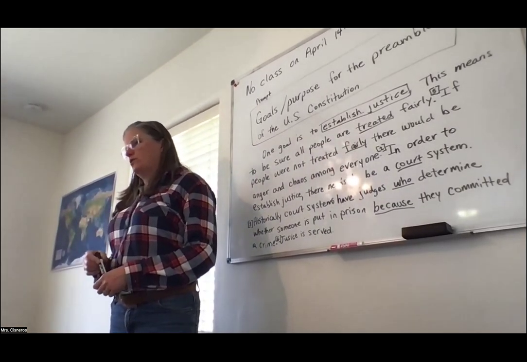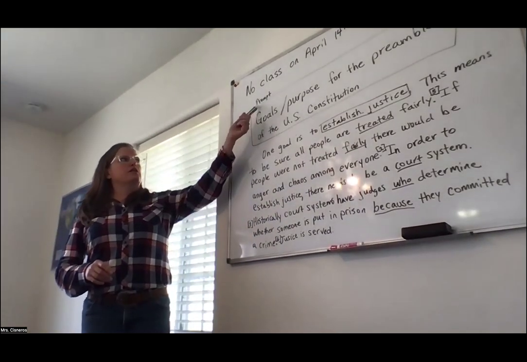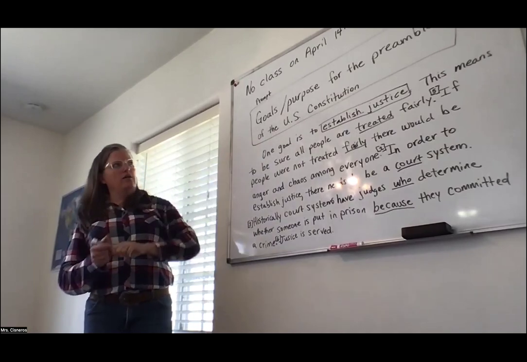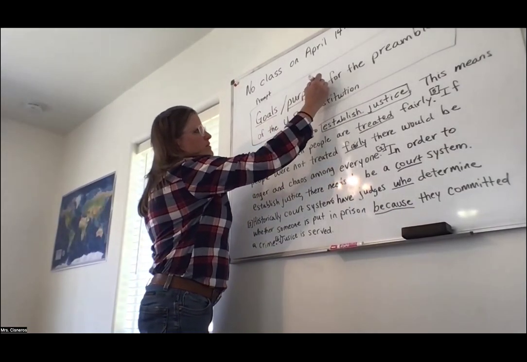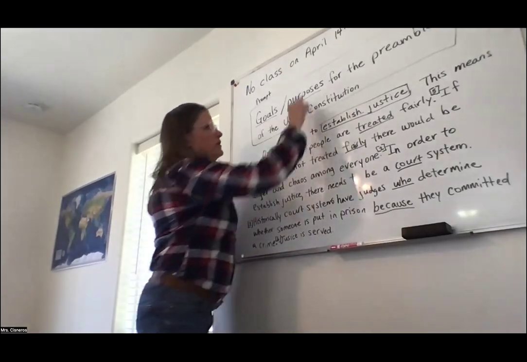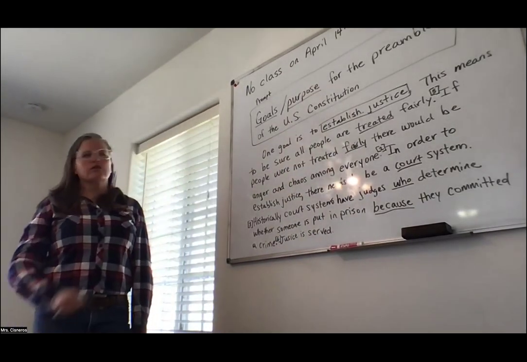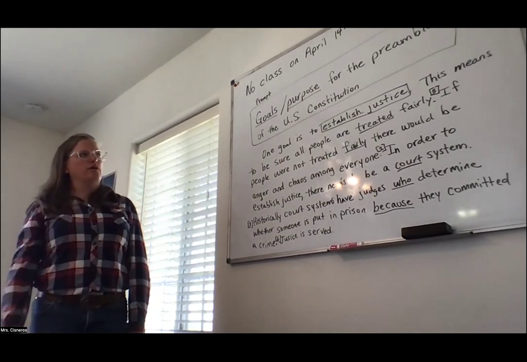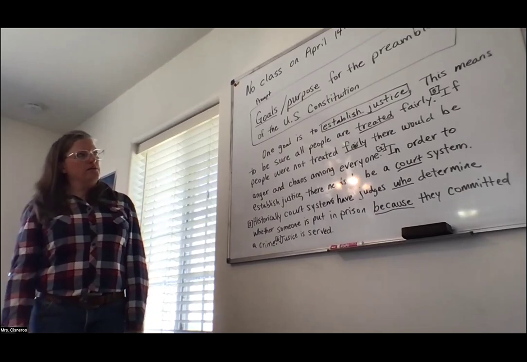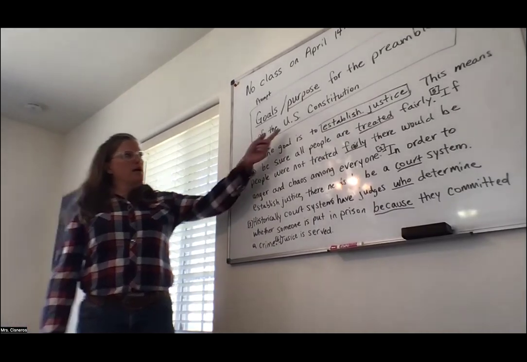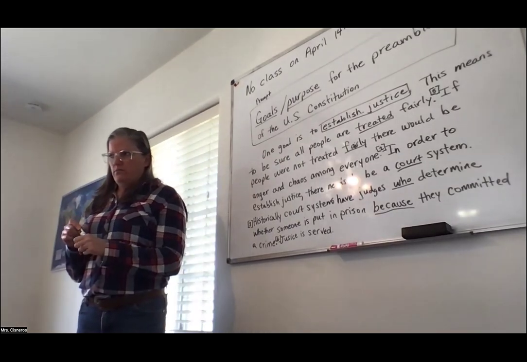Okay, I just want to make sure that was super clear because some of you were a little confused on that. The prompt, which is the part that you're writing about, I put goals and purposes. It is purpose, the purpose for the preamble. What are the goals? What is the purpose of the preamble? It's to establish justice. It's to do all of those things. And it is the preamble of the Constitution, the US Constitution.